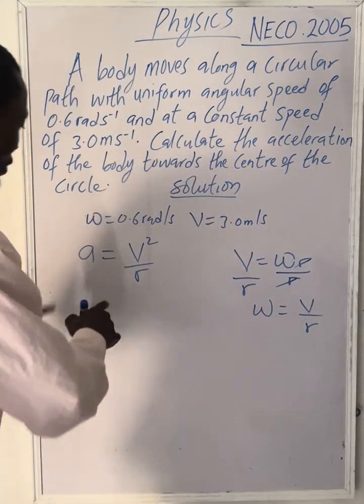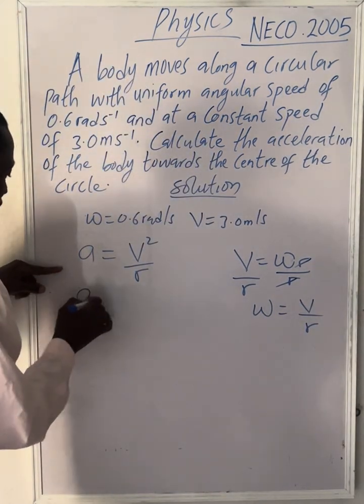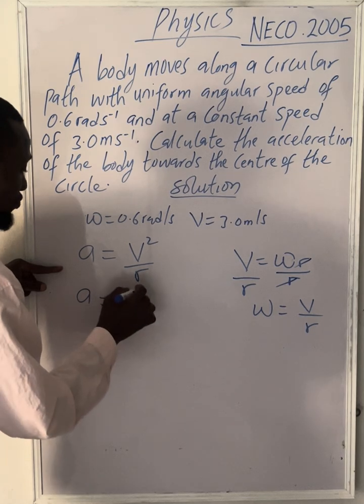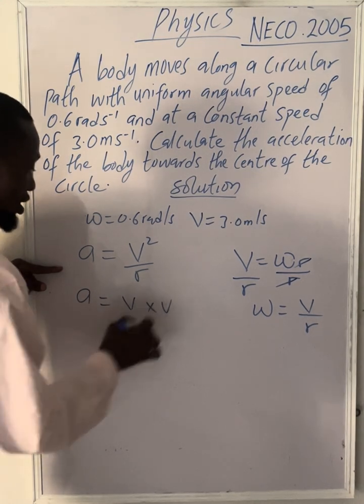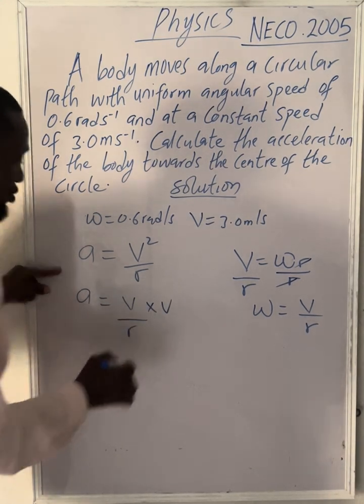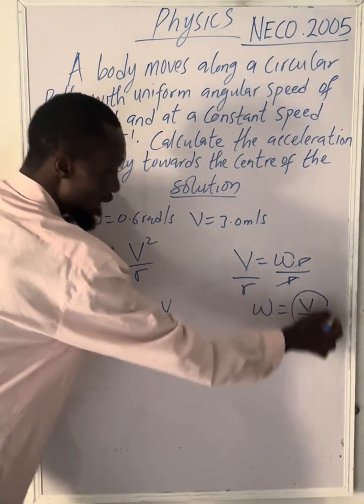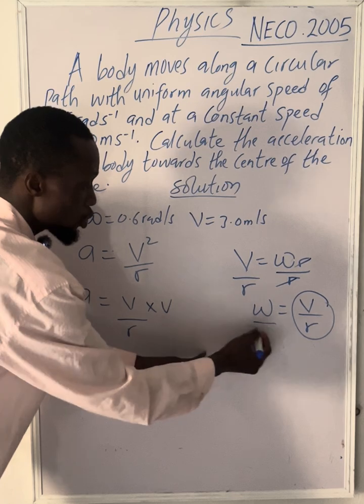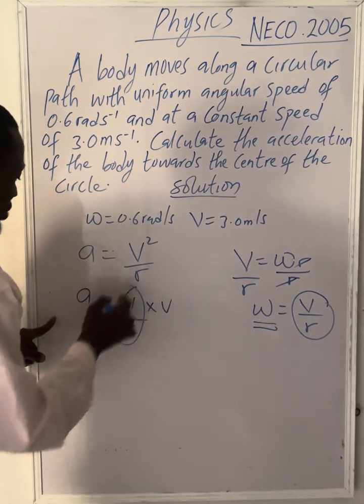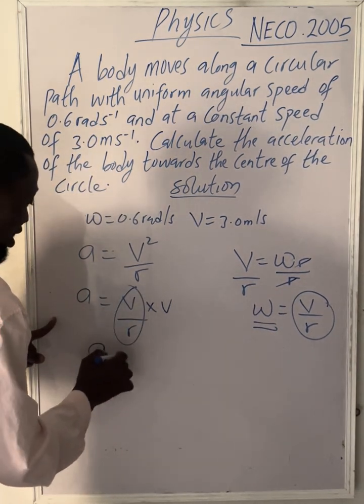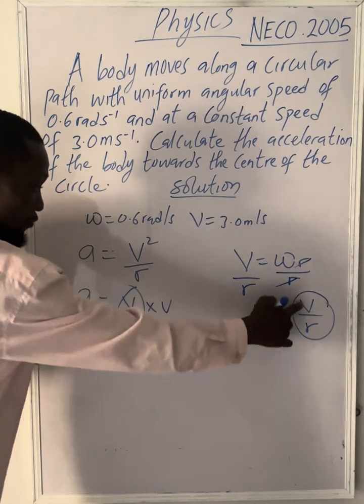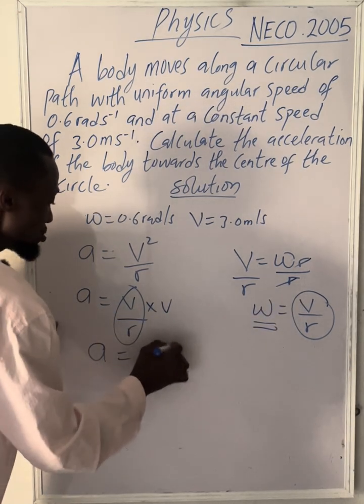Can we see? So we come back here and say a is equal to v squared, which is v times v, over r, which is still going to give us this. But look, v over r here is giving us what? Omega. So this v over r, we are going to replace it by saying a equals, instead of v over r, we write omega times v.